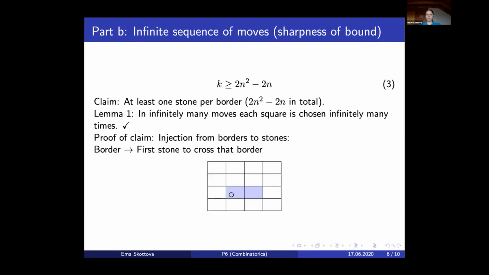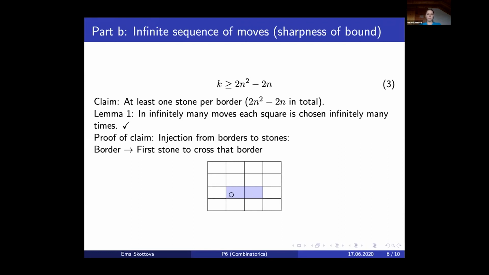So here we have our example. Let's say we have a lot of other stones, but we're not showing them here. But we have this one stone on that left marked square, and it moves over the border, over to the right square, and it's the first stone to go over this border. Then this border and the stone are assigned to each other. And now, on every move where that stone can move over that border, it will always move over that border. So we will always have this happening.